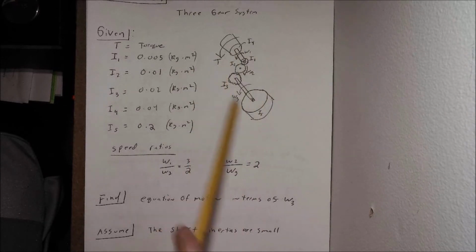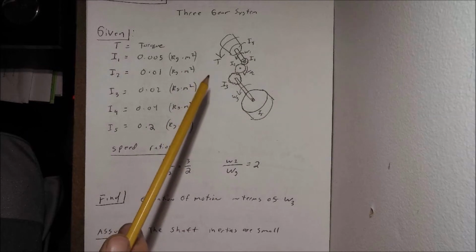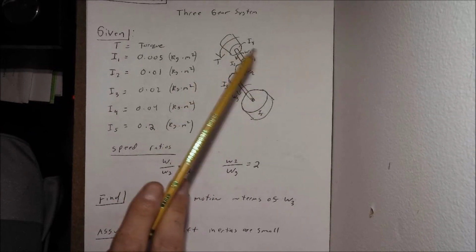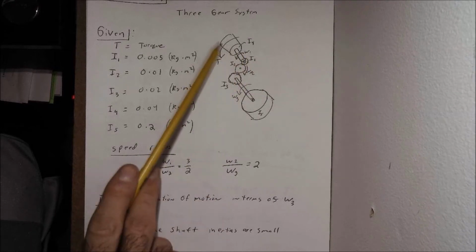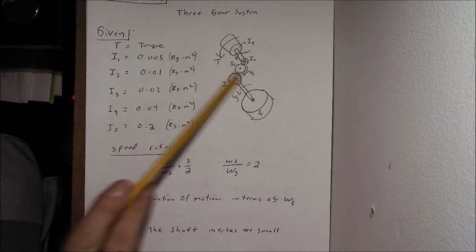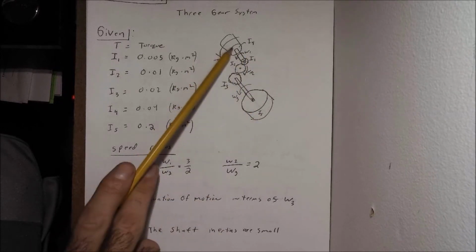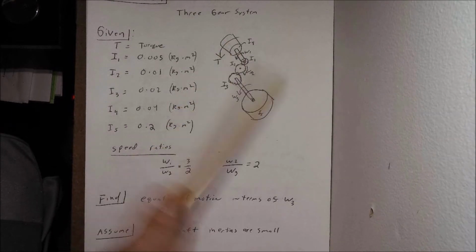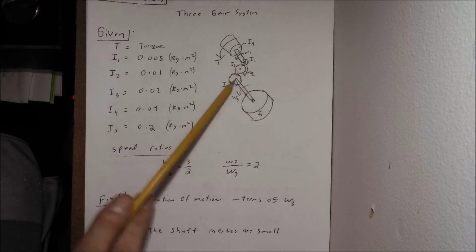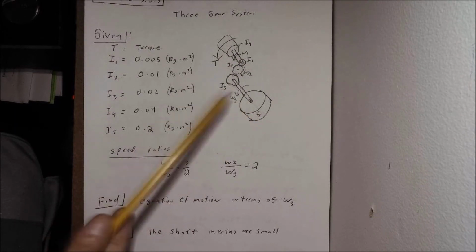Sometimes for something like this, it might be better to draw it out even bigger if your handwriting is messy like mine, or reference back to the given diagram as well, so we can clearly see, okay, our torque is here. We have shaft 1, shaft 2 there, and shaft 3 there. We have our inertias and our omegas associated with shaft 1, shaft 2, and shaft 3, so we can understand what's going on.